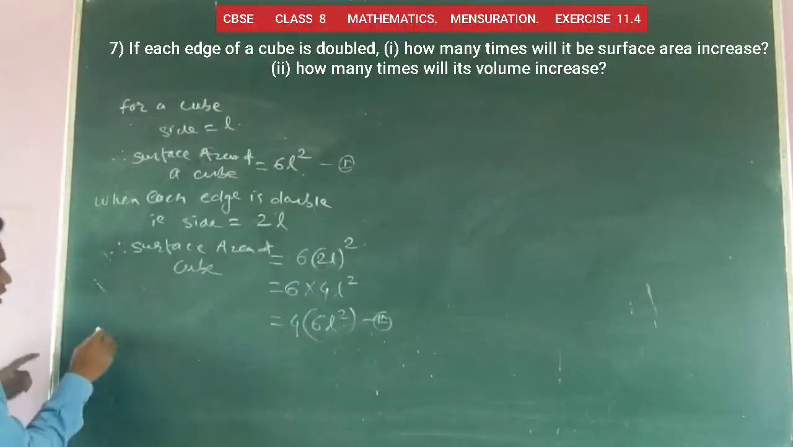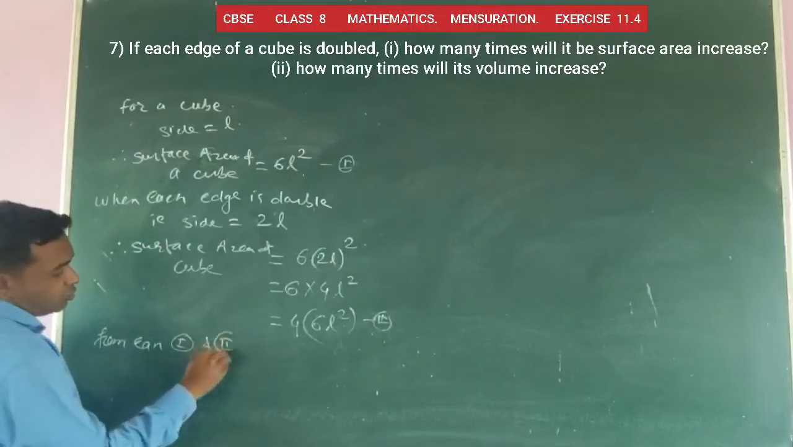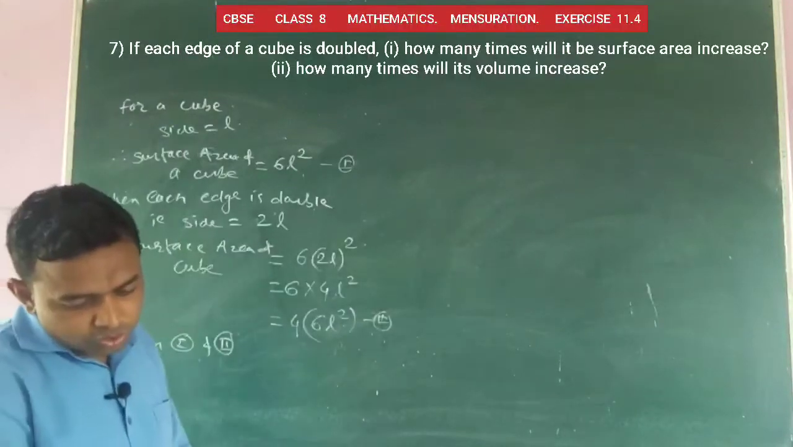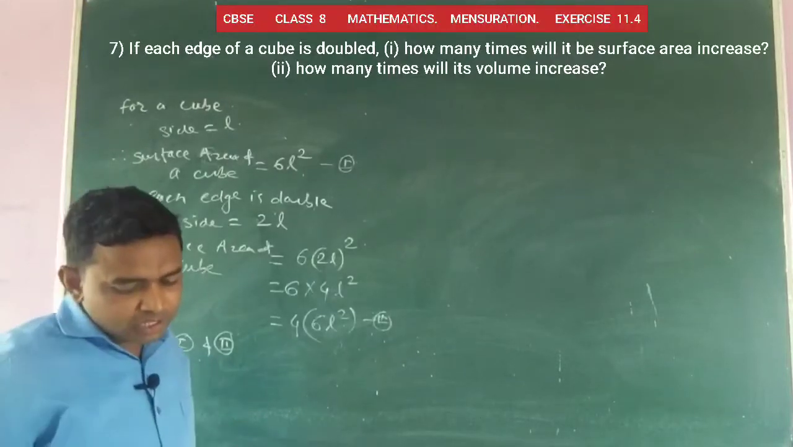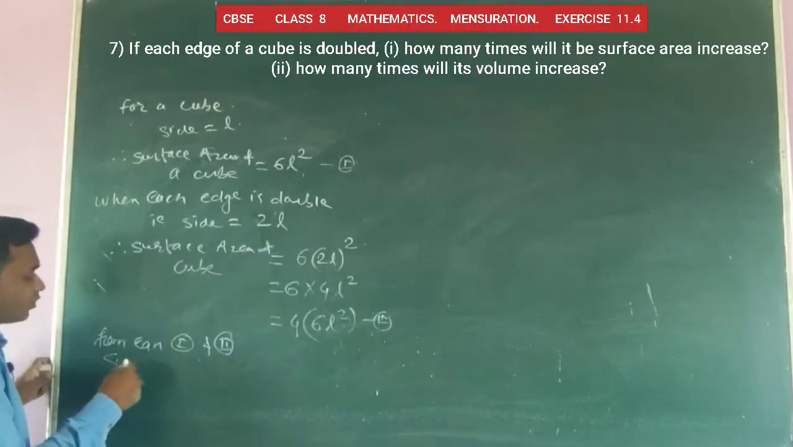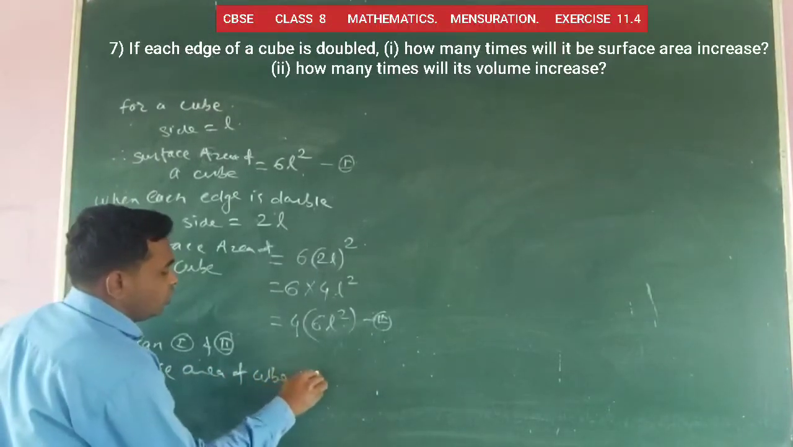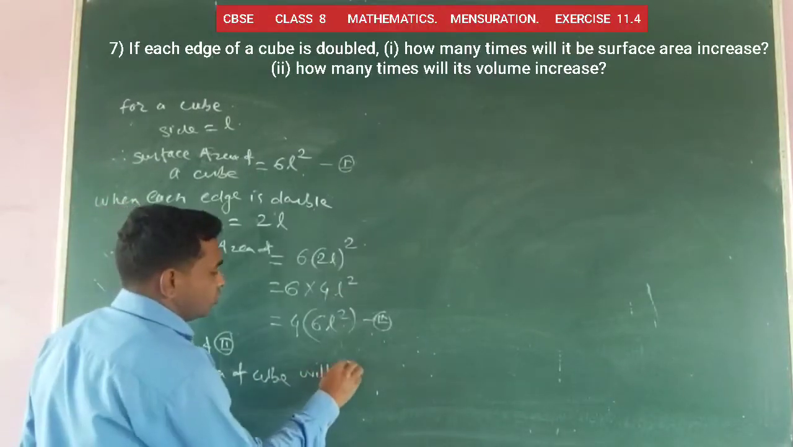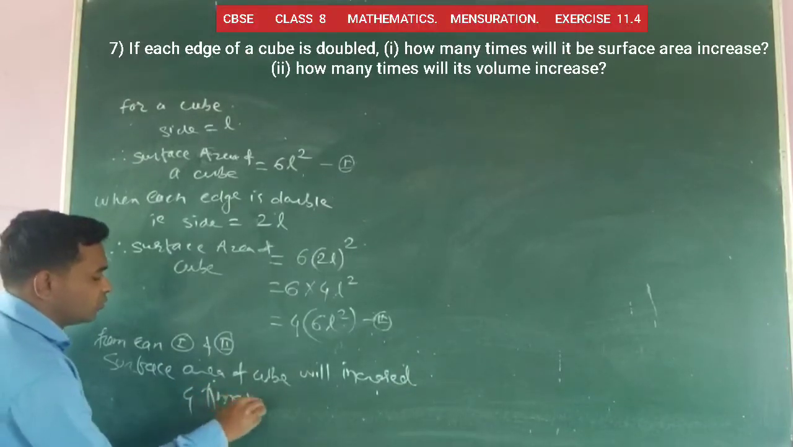And from equation 1 and 2, the surface area of the cube, hence the surface area will increase by 4 times. Now from equation 1 and 2 we also write down that the surface area of the cube will increase 4 times.